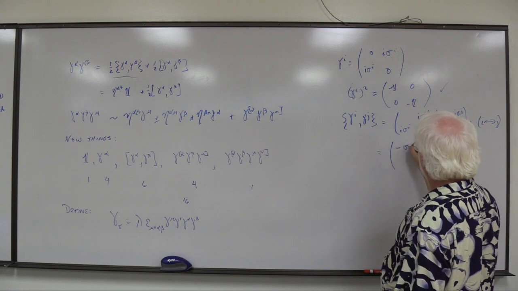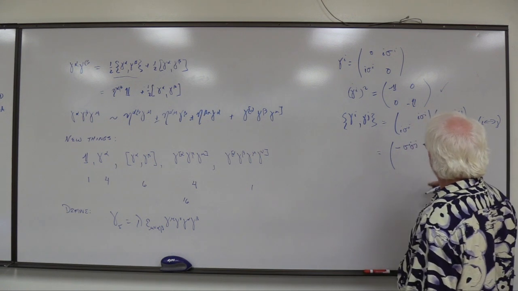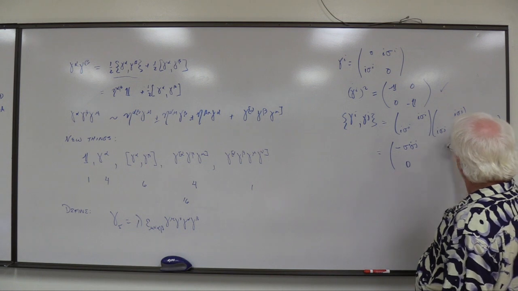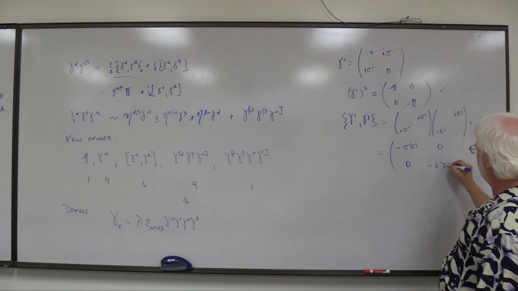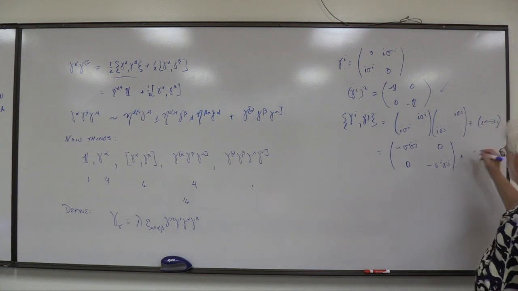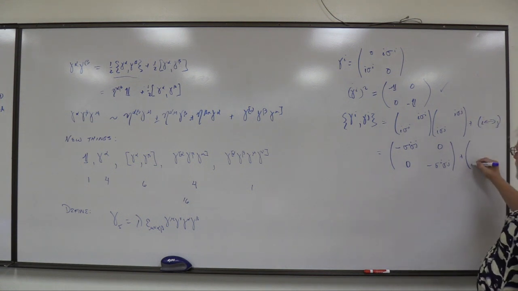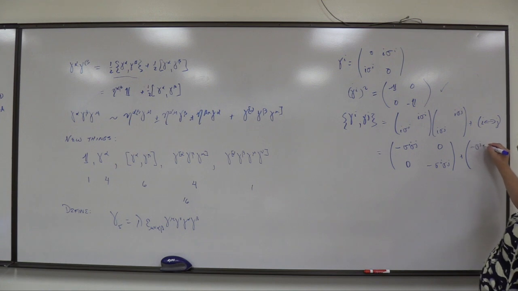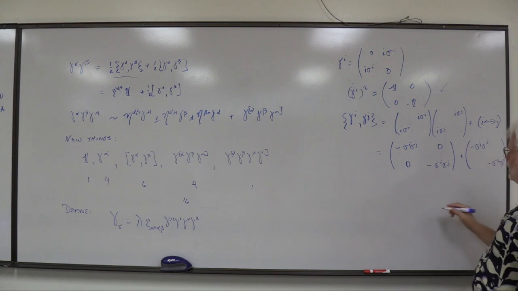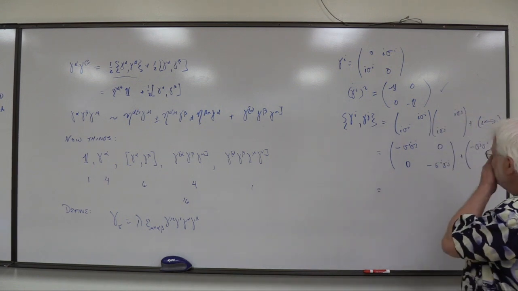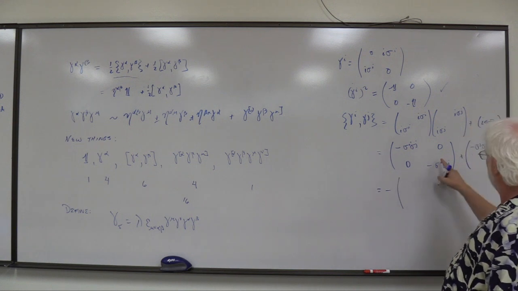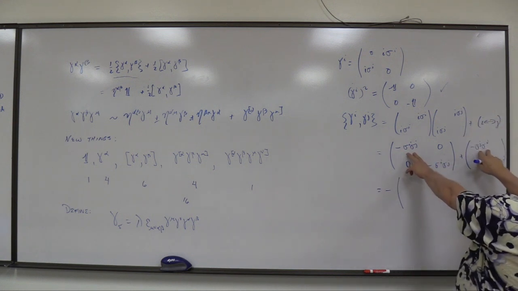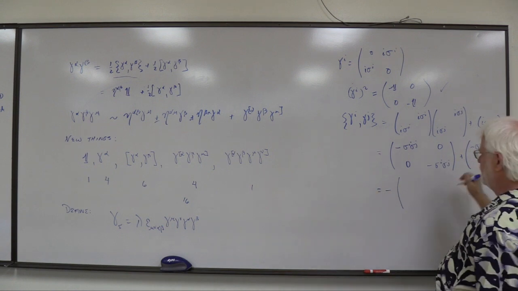So that's going to give us minus i sigma j here, and 0 and 0 and minus sigma i sigma j there, plus the same thing with i goes to j, so sigma j sigma i minus sigma j sigma i. And now we have an overall minus, and then this is just the anticommutator of the Pauli matrices, which I've written over there.